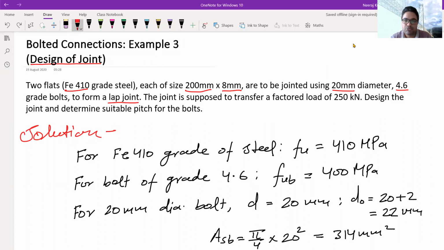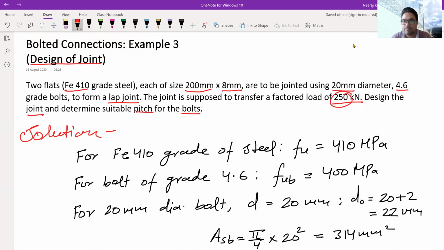The joint is supposed to transfer a factored load. There is a load already given, so we need to design a joint which can transfer this factored load, which is 250 kilonewton. We have to design the joint and determine the suitable pitch for the bolt. Now we will see what things we have to determine to design this joint.